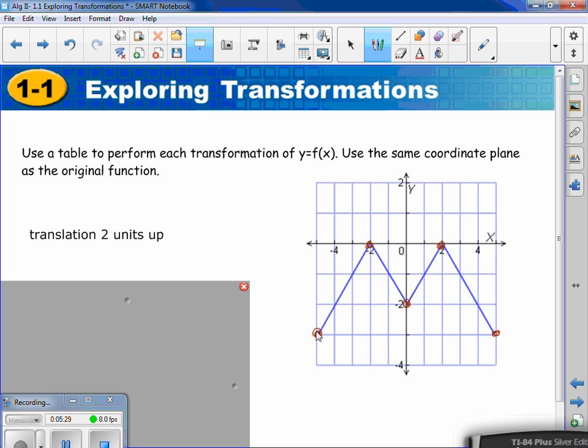So this point becomes this point. This point becomes this point. This one becomes this one. This one becomes this one. This one becomes this one. Did I change the size of that M? No. Did I change the shape of it? No. The only thing I've done is taken the picture and translated it, moved it up 2 units.